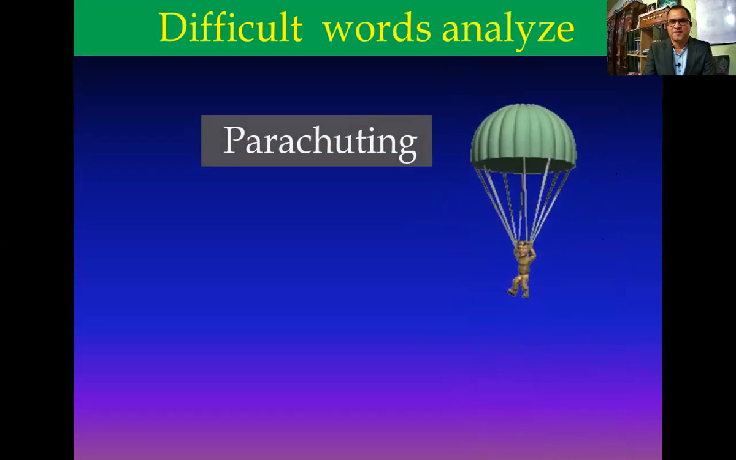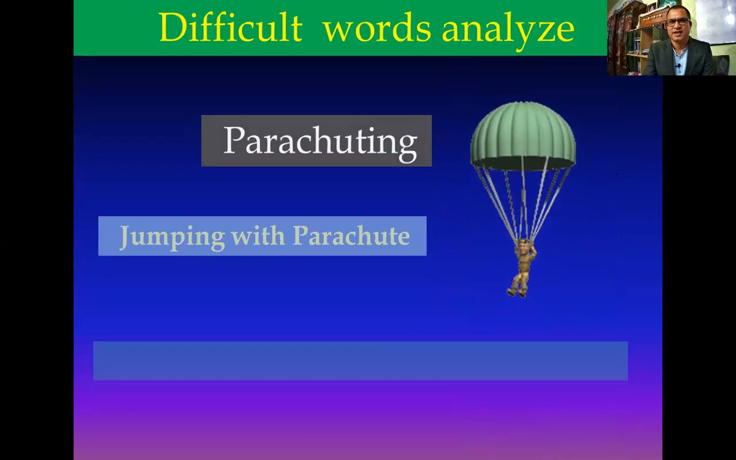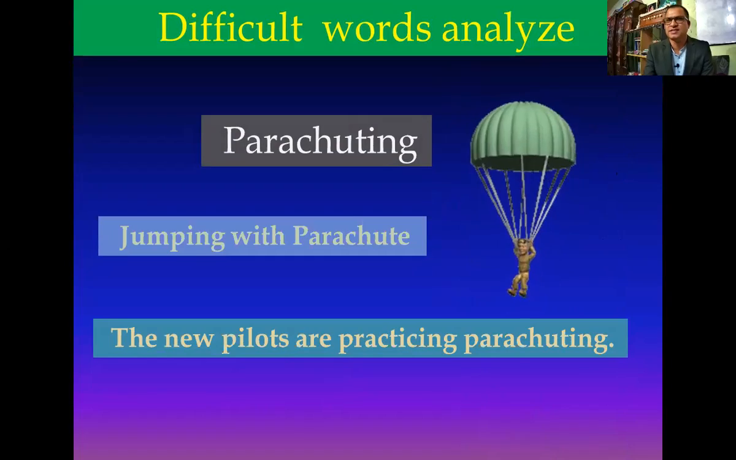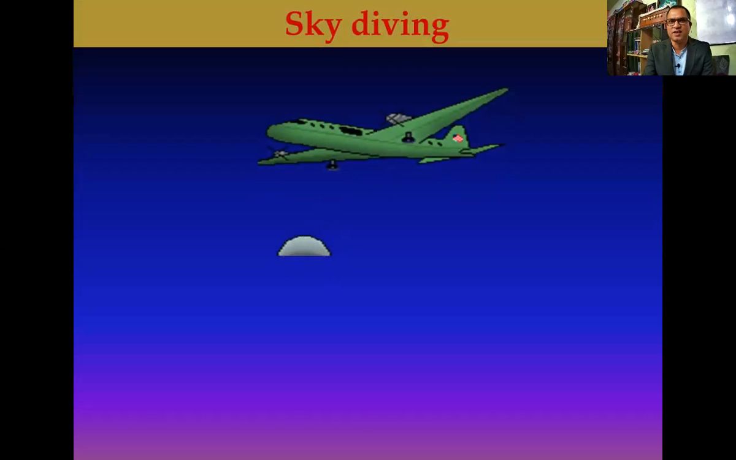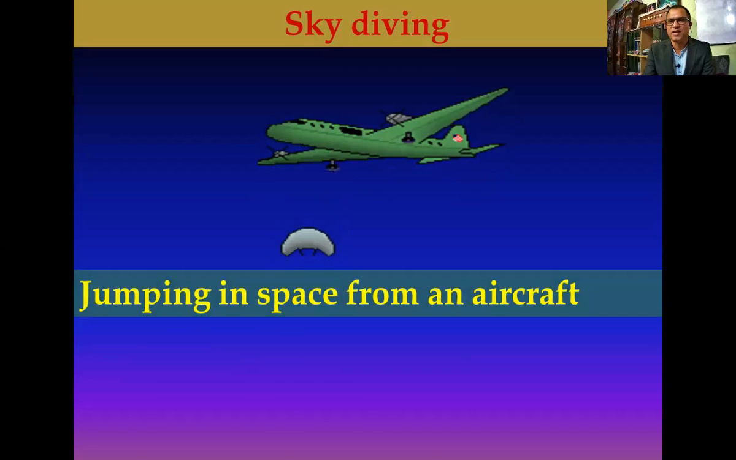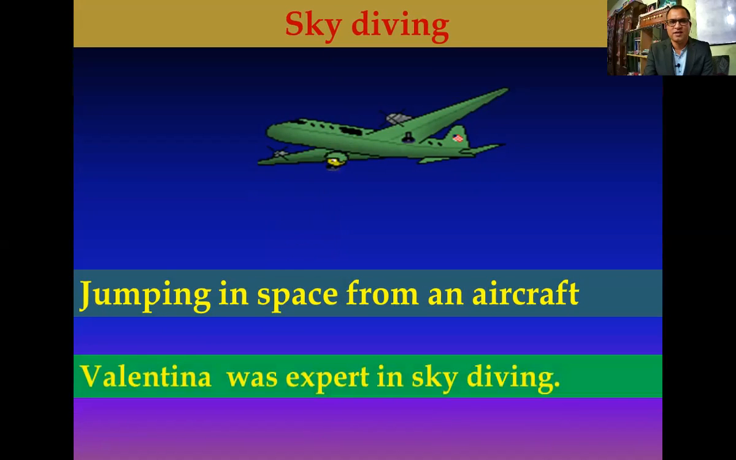Difficult word analysis. What is this? This is parachuting. Parachuting means jumping with a parachute. The new pilots are practicing parachuting. Now, skydiving. This is skydiving: jumping in space from an aircraft. The sentence is: Valentina was expert in skydiving.